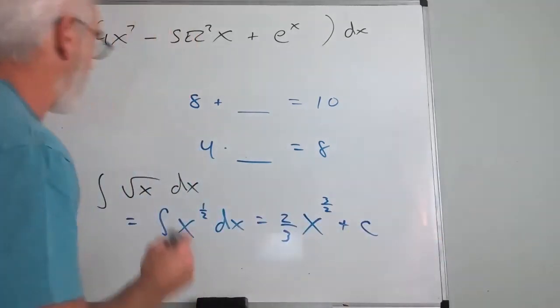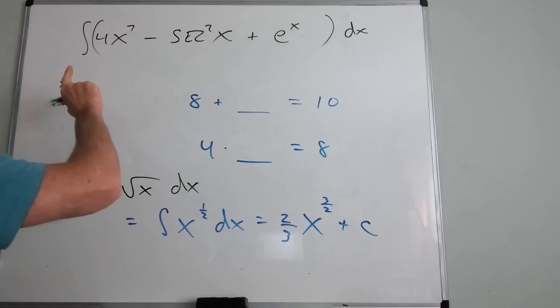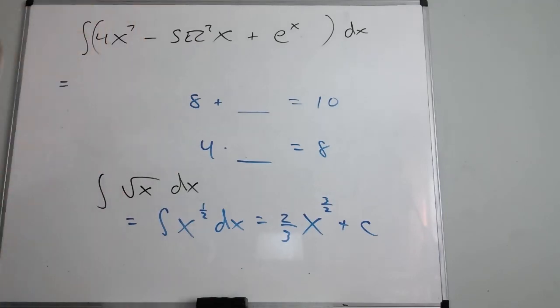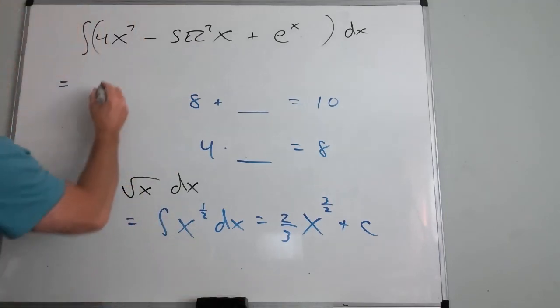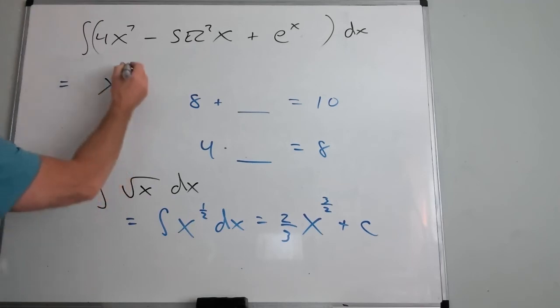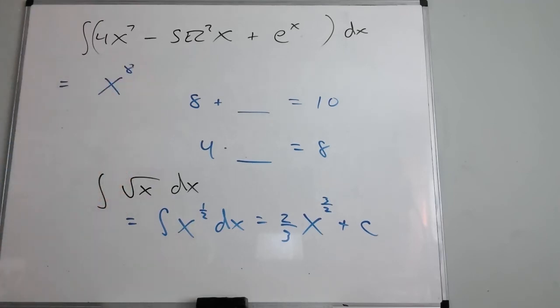We do the exact same thing. What function, when I take its derivative, will look like this? That's actually how I want you to think. So clearly it's going to be an x to the 8th. What would the coefficient be? 1.5. And where did that come from?